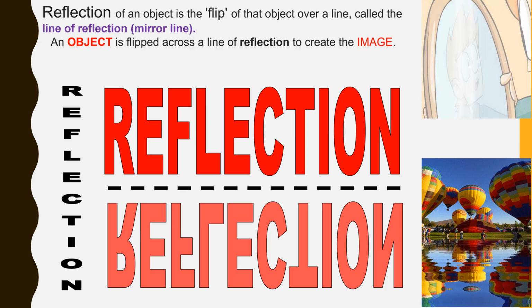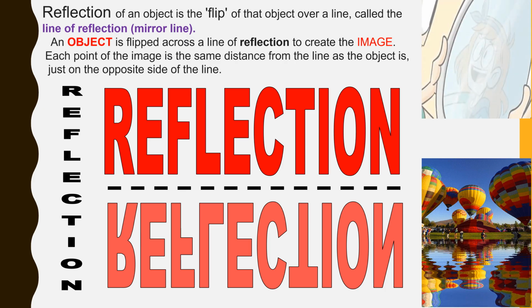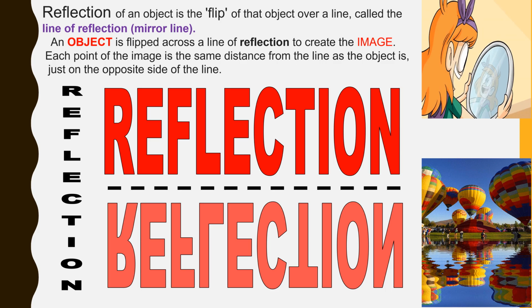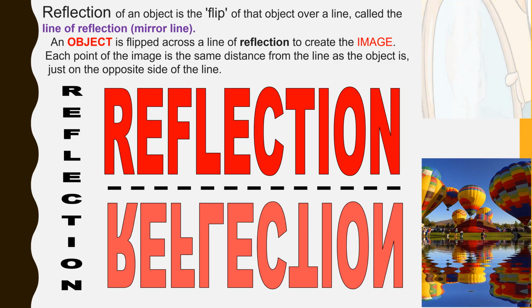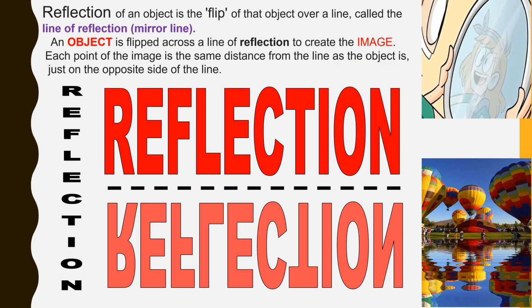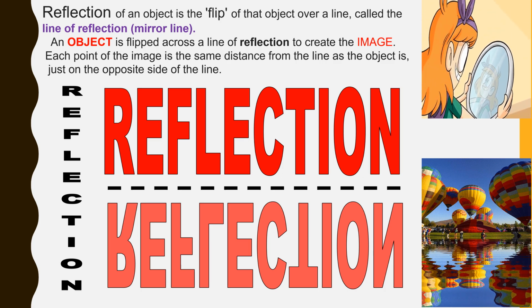So before the reflection, we have the object. Each point of the image is the same distance from the line as the object is, just that we have it on the opposite side of the line.